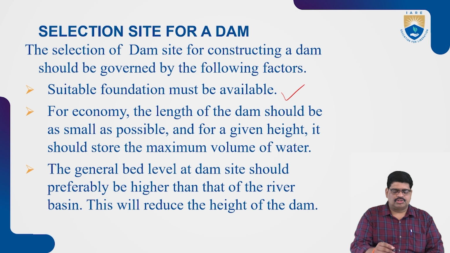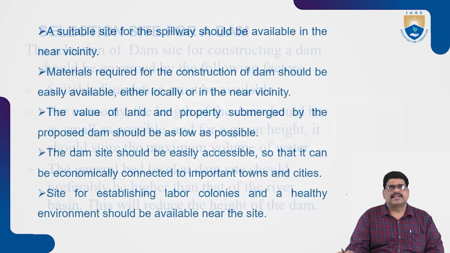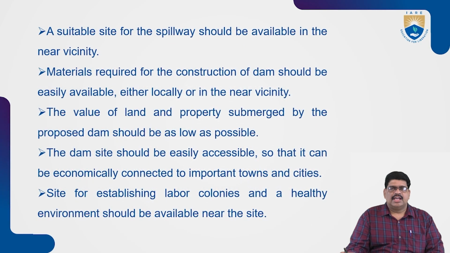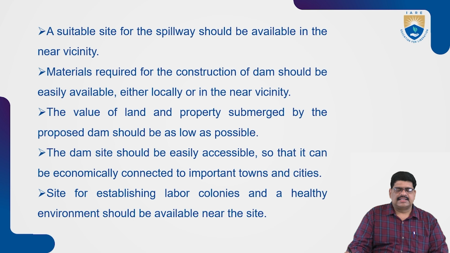The general bed level of a suitable site should be selected preferably higher than the reservoir level, which reduces the height of the dam. The second one is a suitable site for the spillway. A suitable spillway can be provided, and the materials required for construction should be available in the vicinity, near the site. Why? Because lead charges will affect the economy of the construction of the dam a lot. So the value of the land submerged by the dam should be as low as possible.